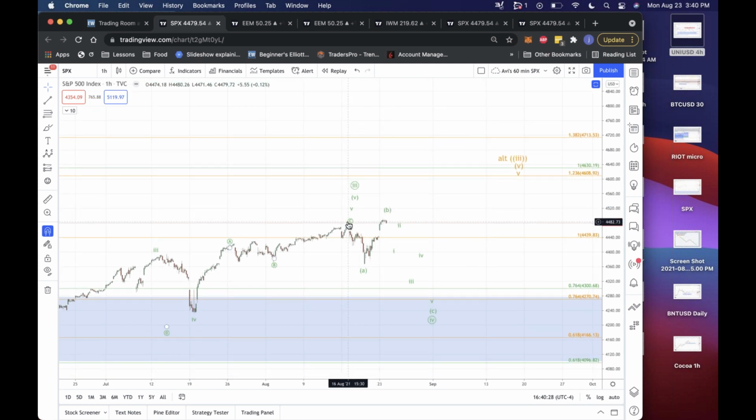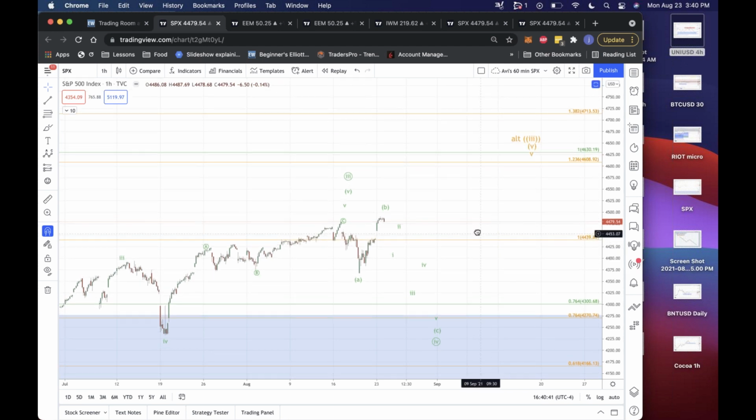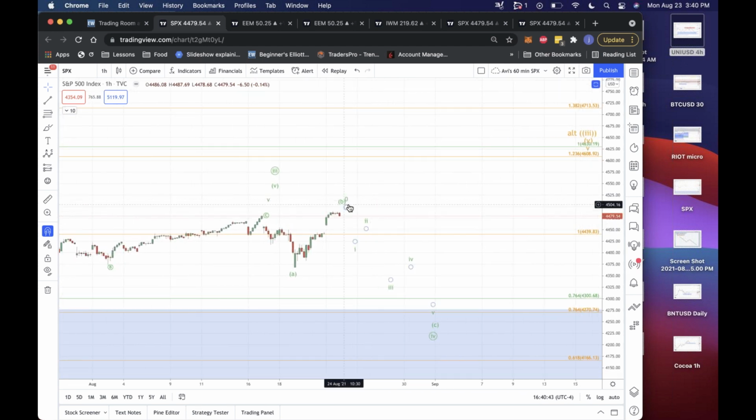Or we could be getting a high B wave here. Please remember that B waves, though corrective, can extend beyond the previous high of the motive wave, meaning they can retrace beyond the 100% of the A wave and still be a B wave. So if this is in fact a B wave, we should see price turn down at some point this week, possibly as soon as tonight and into tomorrow.